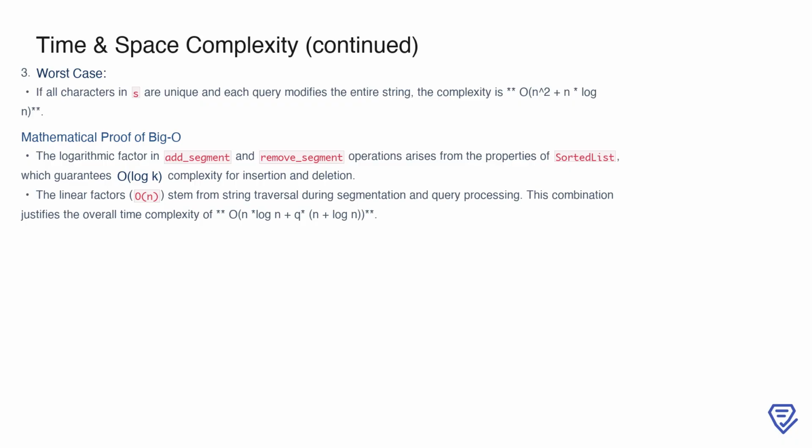The logarithmic factor arises from the properties of the sorted list, which guarantees O(log k) complexity for insertions and deletions. Meanwhile, the linear factors come from string traversal during segmentation and query processing. Together, these components justify the overall time complexity of O(n log n + Q*n + log n), showing how the solution is optimized to handle edge cases and large inputs efficiently.